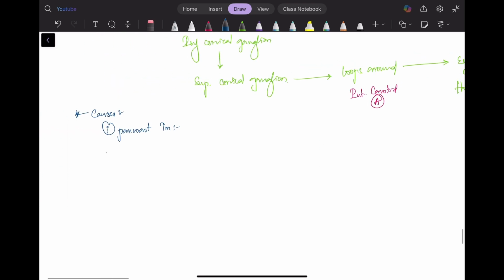Then what else? Most common in adults is congenital Horner syndrome. Congenital, so as children it was not diagnosed, and when they grow up it becomes visible. Just remember, congenital will be the most common cause in adults. That's it.